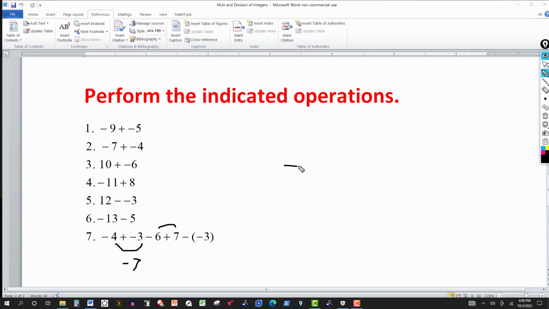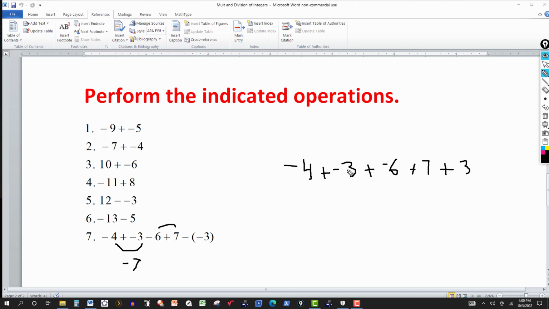Or, just to make it more straightforward, let me rewrite it for you in case this confuses you. So I have negative 4 plus negative 3. I'm going to write everything with addition, just to make it easier. Here you can look at this as subtraction, so I'm going to write that as a plus. We're subtracting 6. The opposite then of a 6 is a negative 6. And then this will be plus 7. And here I'm subtracting a negative 3. So again, change that to addition. The opposite of a negative 3 is a positive 3.